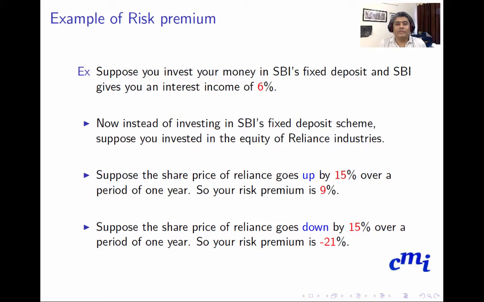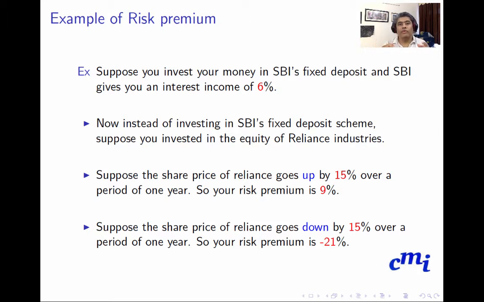So suppose SBI gives you an interest income of 6%. That means if you have 100 rupees and you deposit it into the State Bank of India's fixed deposit scheme, State Bank of India will give you 6% income at the end of the year, guaranteed. Now, instead of investing in the bank's fixed deposit scheme, suppose you invested in the equity of Reliance Industries.